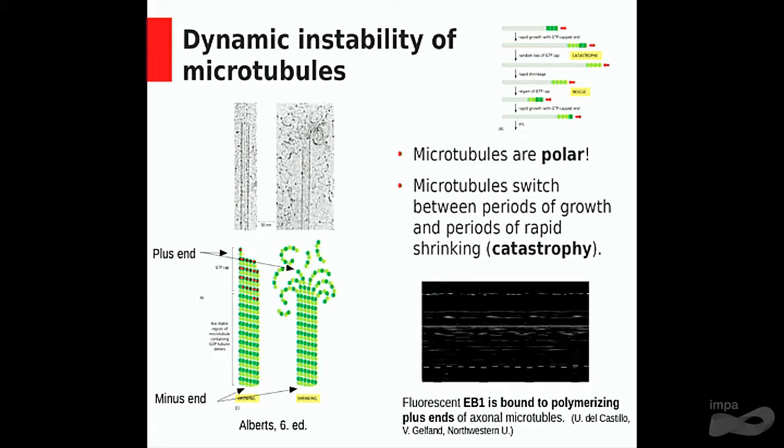So this just summarizes what I just said. And here we see a light micrograph of an axon where polymerizing plus ends are fluorescent. So this is where fluorescent EB1 protein is bound. Unfortunately, there's a driver problem here.